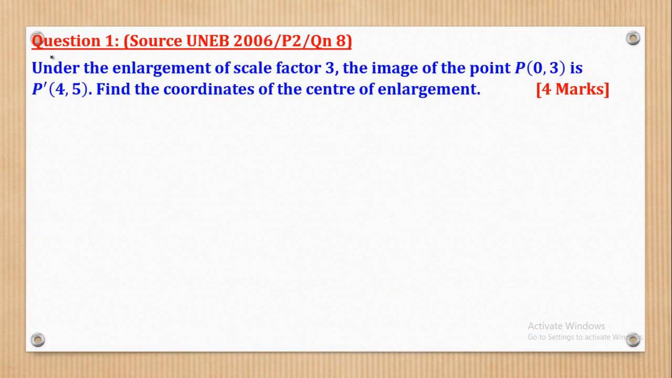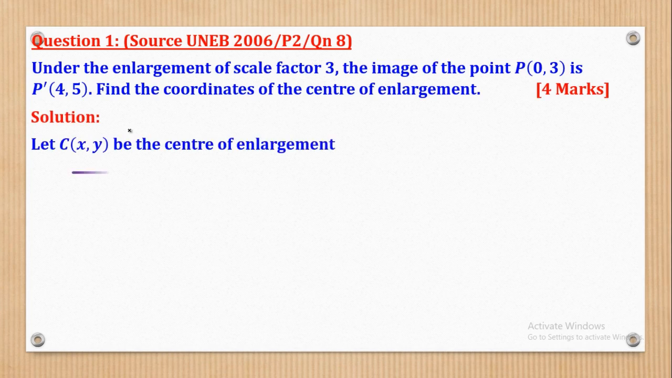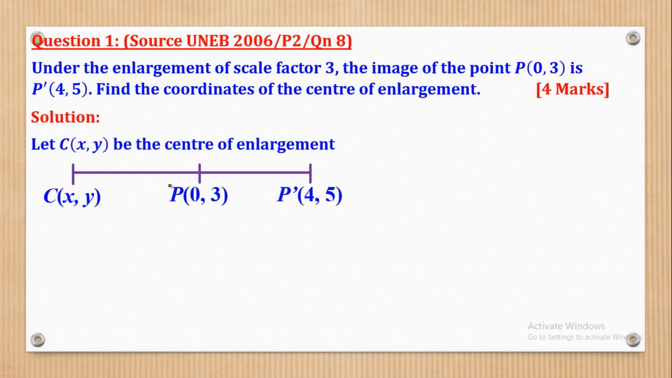So with that, let's look at some of the questions. Question 1 came from UNEB 2006, paper 2, question 8, and says, under the enlargement of scale factor 3, and when they just say scale factor, it is automatic that it is linear scale factor, the image of the point P, which is (0,3), is P prime, which is (4,5). Find the coordinates of the center of enlargement. First of all, the scale factor is positive, meaning that the arrangement will be in this form: object, image, center. Therefore, the length of the image is equal to the scale factor times the length of the object.